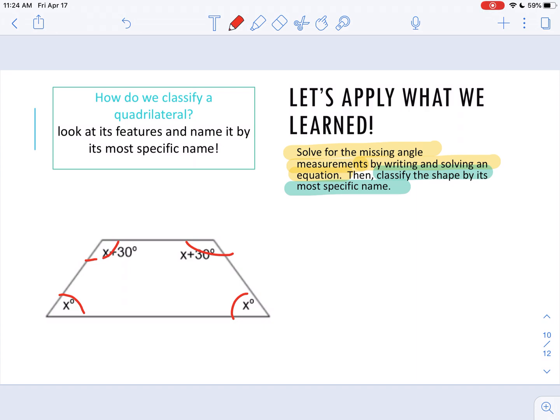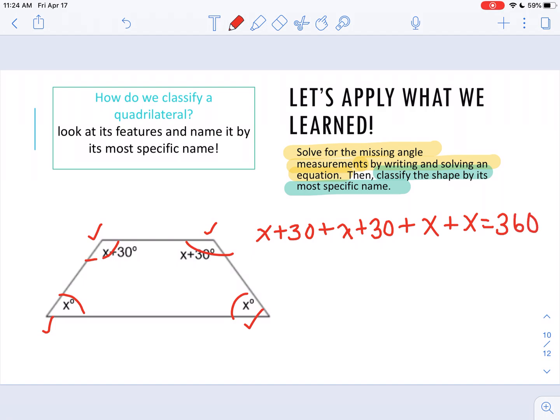All right, so to create an equation, I'm going to think to myself, how many degrees are inside of a quadrilateral? That's correct, 360 degrees. So I know the sum of all 4 of these angles should equal 360 degrees. That's my equation there. So I'm going to start off with x plus 30. That's my first angle here. I'm going to my second angle, x plus 30. So I'm adding to that this third angle, plus this fourth angle, is equal to 360 degrees.